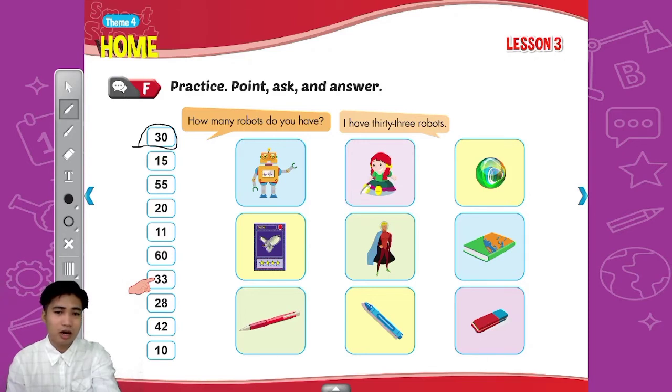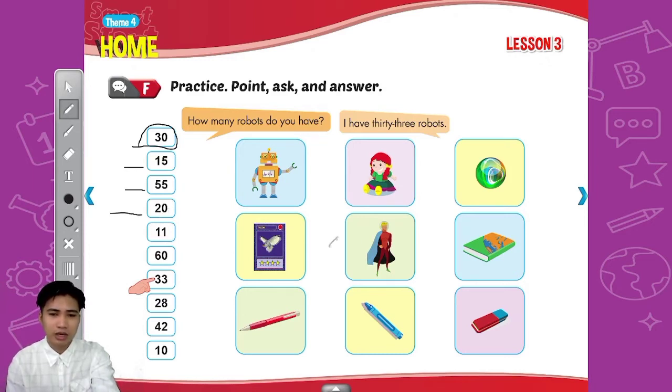For the next object, we are going to use doll. How many dolls do you have? I have 15 dolls. How many marbles do you have? I have 55 marbles. How many cards do you have? I have 20 cards. It's very easy, right? Just keep repeating. You just keep changing the object and the amount of the object.